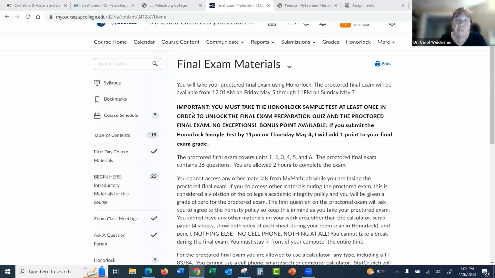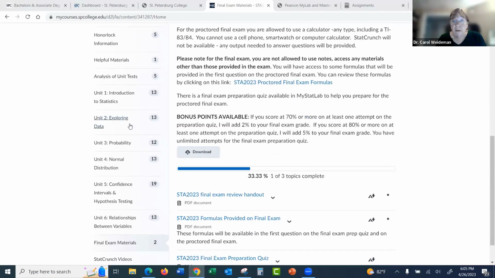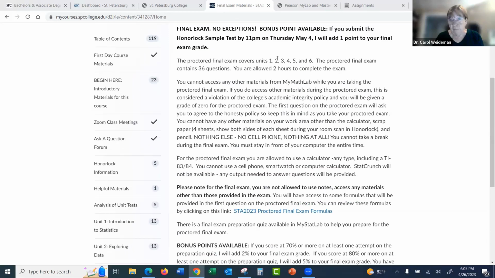Okay. And you also have the ability to earn some extra points on your final by doing well on the preparation quiz. So if you score at least 70% on at least one attempt, I'll add 2 points. And if you score at least 80%, I'll add 5 points on top of the extra credit point for the Honorlock sample test. So that takes I'm sorry, can you repeat that real quick?